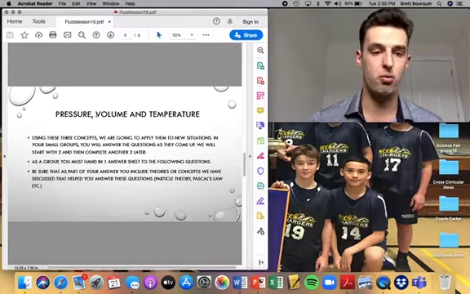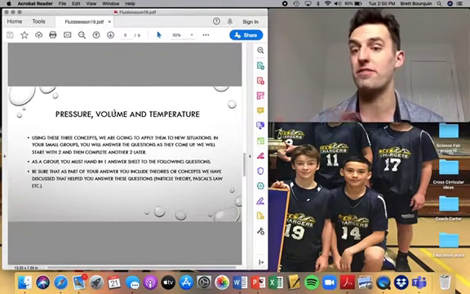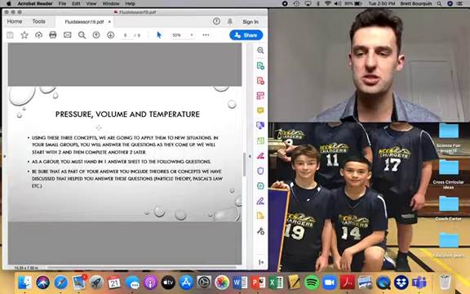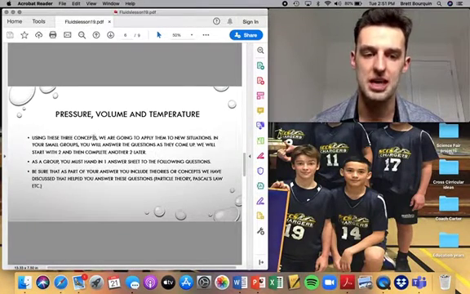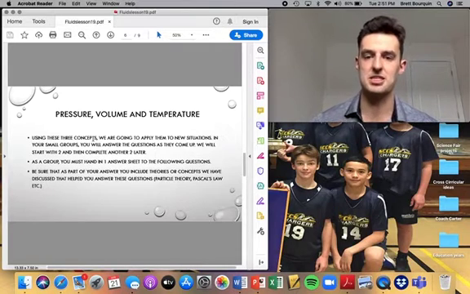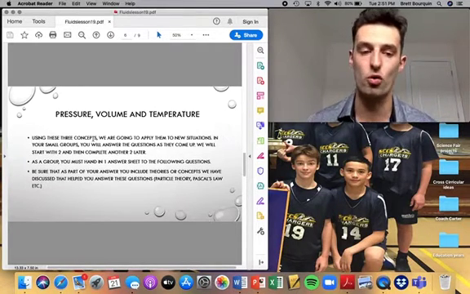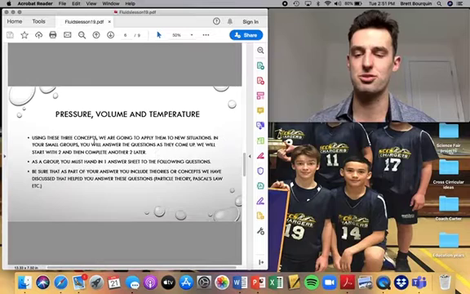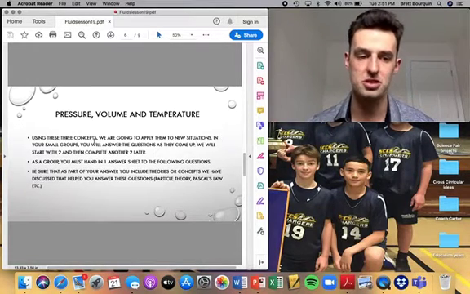So, talking about pressure, volume, and temperature, what we've just gone over. Using these three ideas and concepts, we're going to apply them to new situations. This is where you will be discussing or figuring out on your own or with a small group, and then answering the questions on the next few slides.